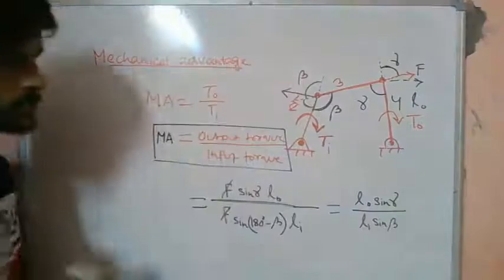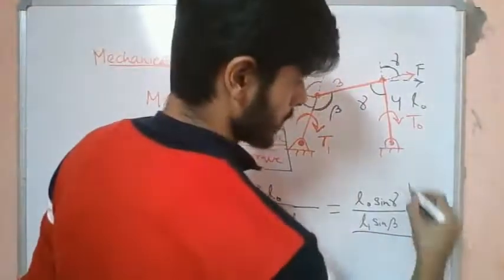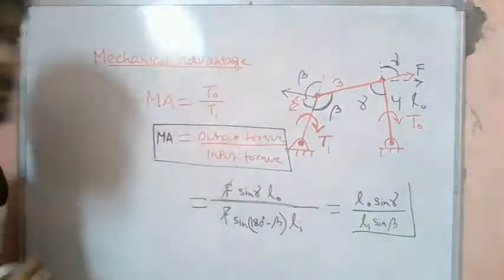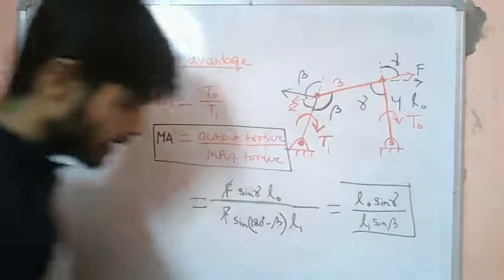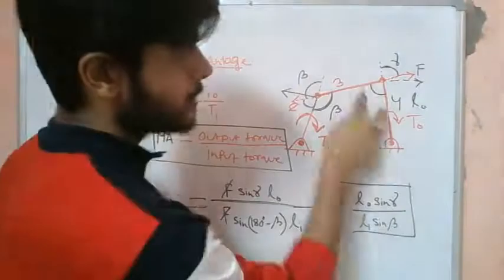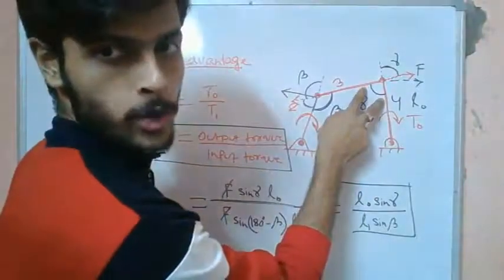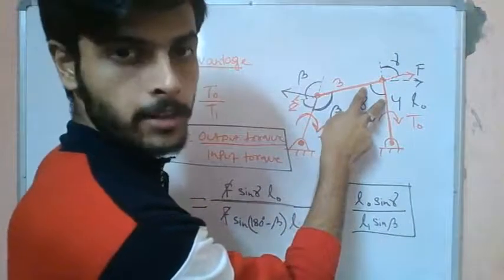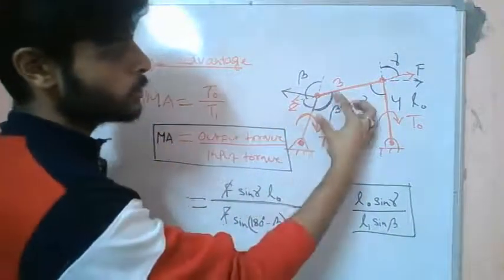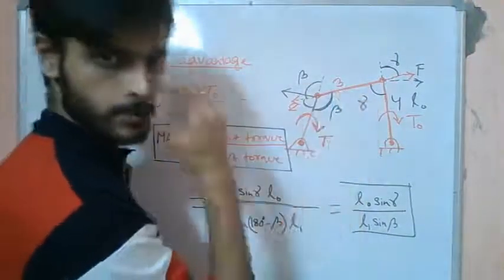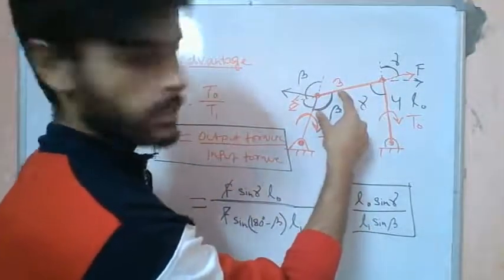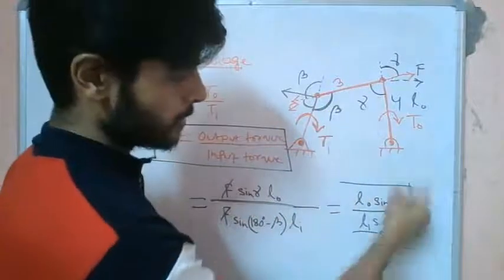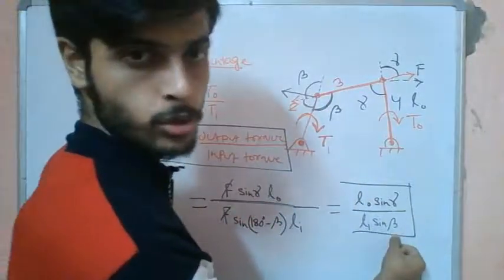Okay. So this is our mechanical advantage for a 4-bar mechanism. So what do we see? That the mechanical advantage depends on the angle between the input link and the coupler, and the angle between the output link and the coupler, right? This sine gamma by sine beta, this ratio, right?